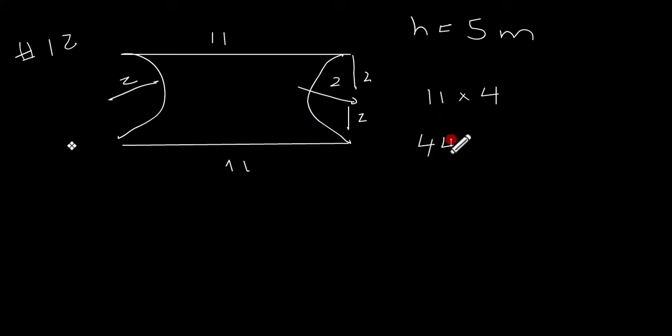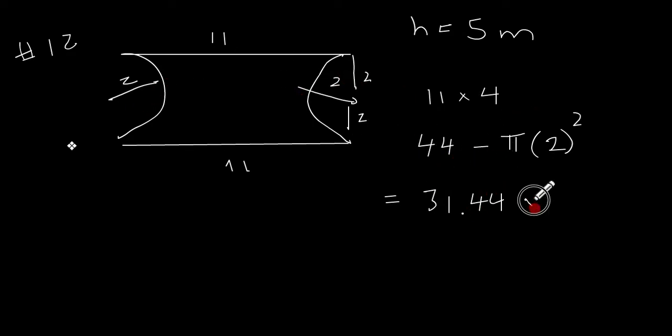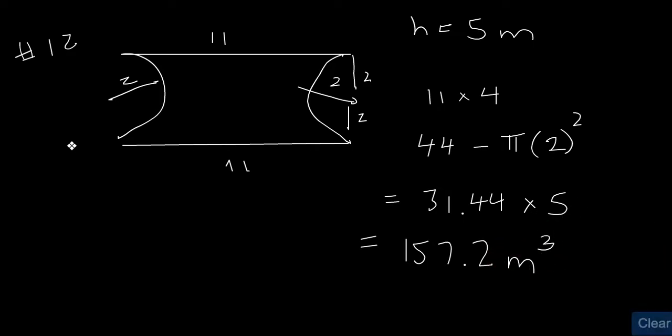So this is going to be 44. We have 2 half circles, which makes 1 circle. So I'm going to subtract off a pi. The radius is 2 squared, pi r squared. And when we multiply all that together, we get 31.44, which is the area of this base, which is 11 times 4, subtracting off a circle because these are 2 half circles. And then we're going to take it times the height, which is 5, and your final answer is 157.2 meters cubed. Again, units: it's volume, so it's going to be cubed.